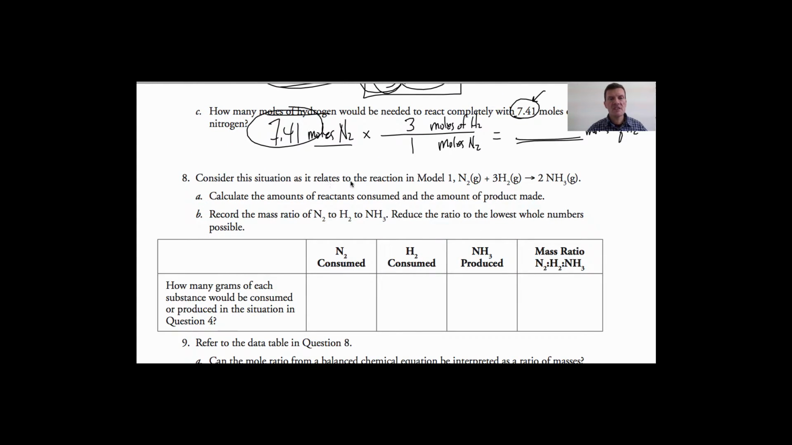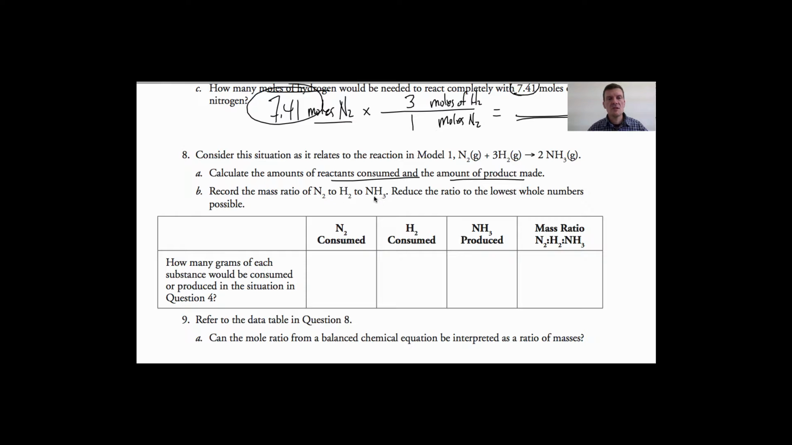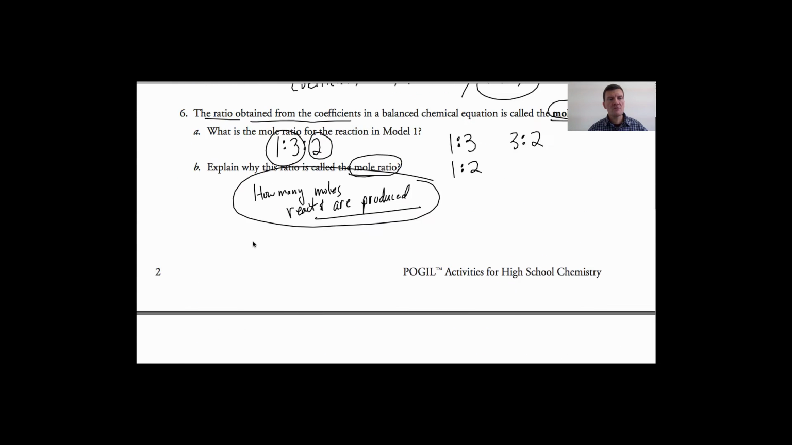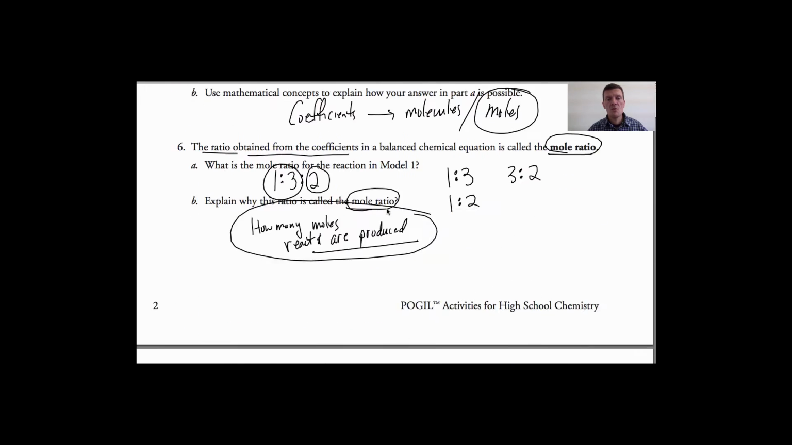Consider this situation as it relates to the reaction in Model 1. Nitrogen, hydrogen, ammonia again, same reaction. Calculate the amounts of reactants consumed and the amount of product made. Record the mass ratio of each of these. Now they're asking us how many grams of each substance would be consumed or produced in this situation in question 4. Let's go back up to question 4. Question 4 is saying a mole, 3 moles, 2 moles, assuming those coefficients are representing moles.